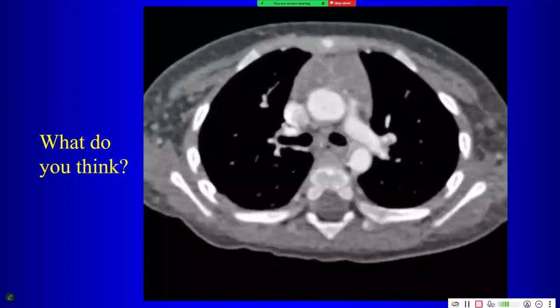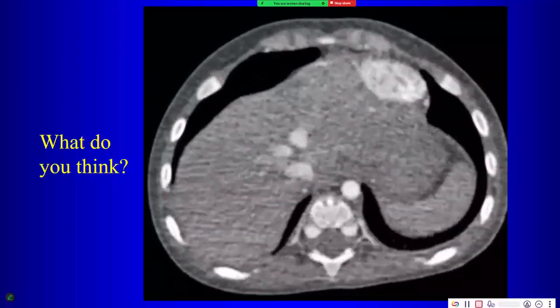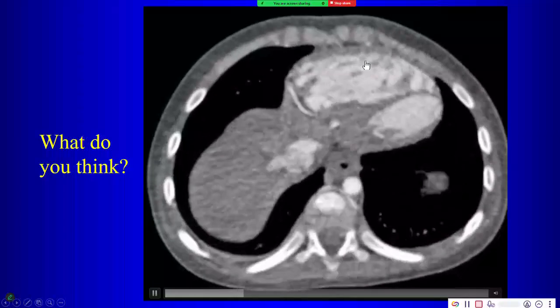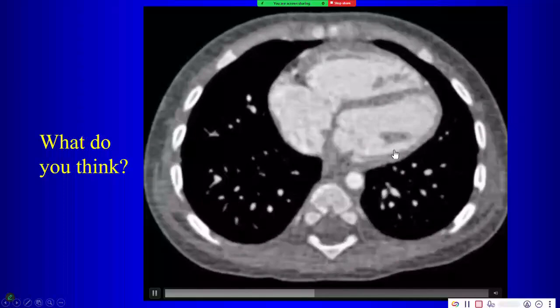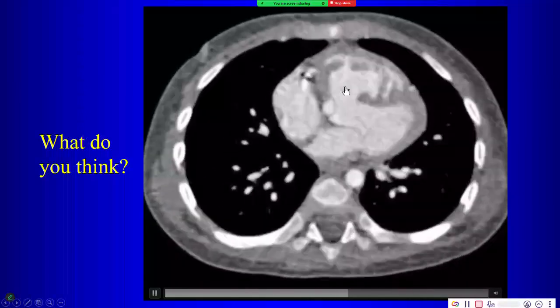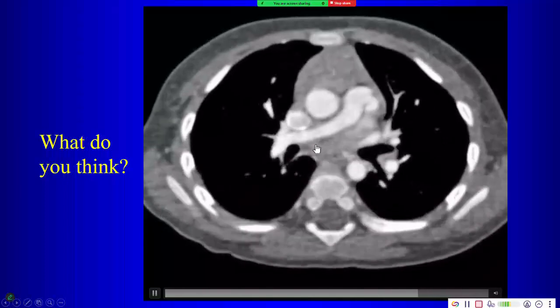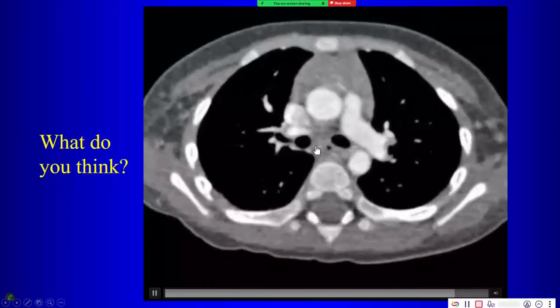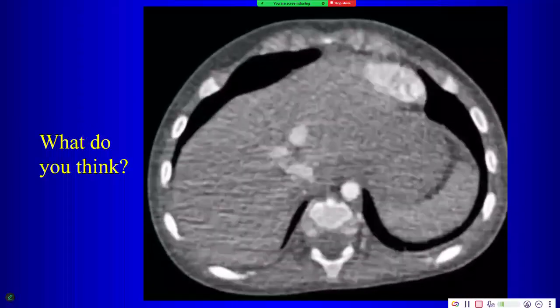So let's look at that again. So here we have the right ventricle. Here's the left ventricle. Here's the septum. What is that here? Right, so there's a ventricular septal defect. So now we've identified the atria, we've identified the ventricles. Now you want to look at the outflow from the ventricles, okay?